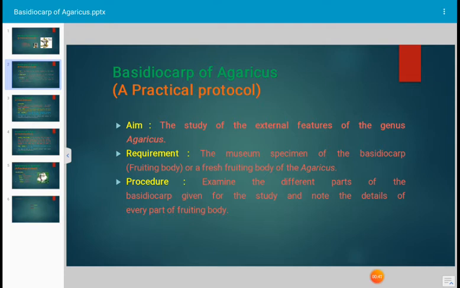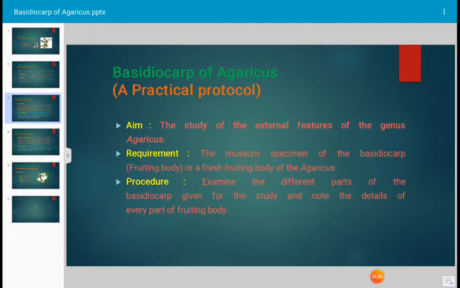During practical, what we require to study the basidiocarp, let us see the requirement. The museum specimen of basidiocarp or fruiting body, or a fresh fruiting body of agaricus. In rainy season it is available everywhere. And what we have to do practically: examine the different parts of the basidiocarp given for the study and note the details of every part of the fruiting body.